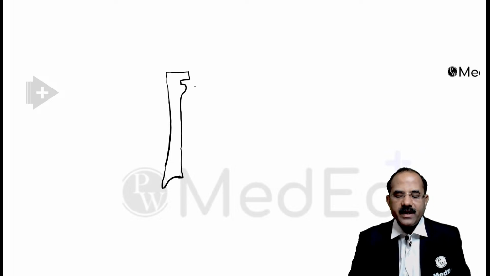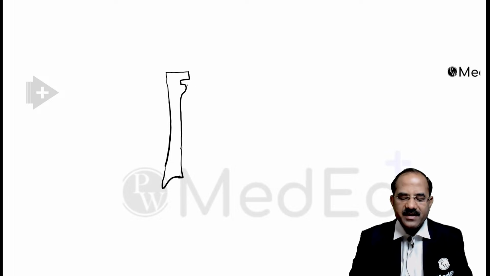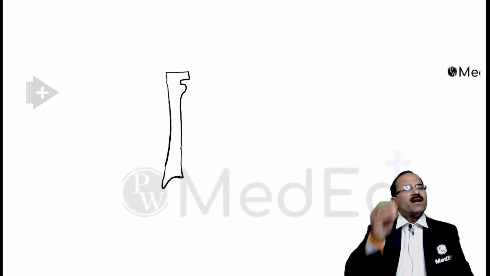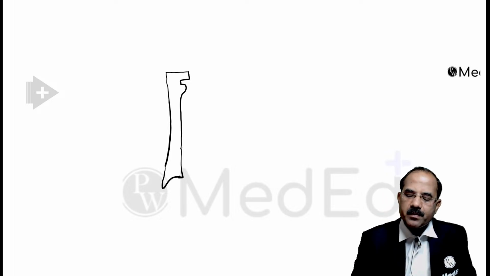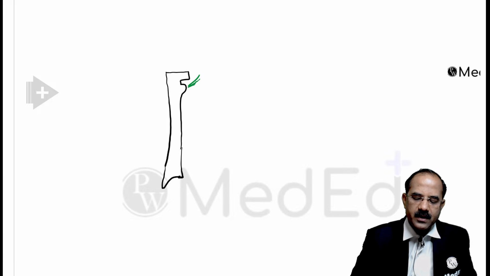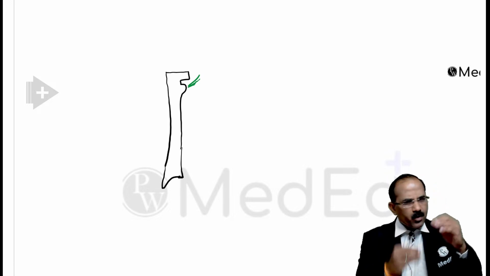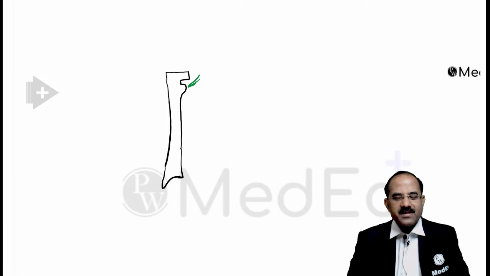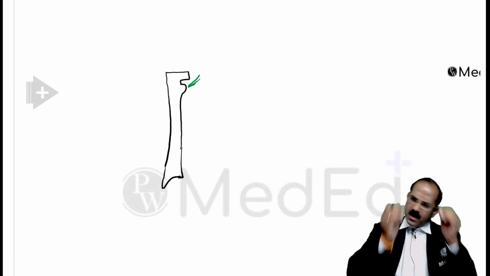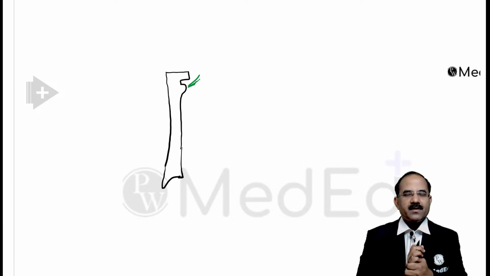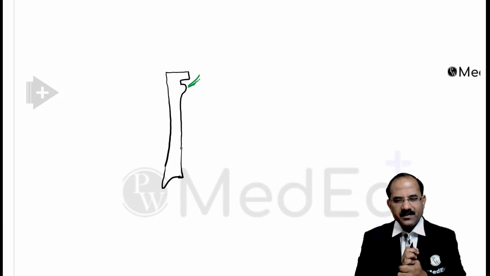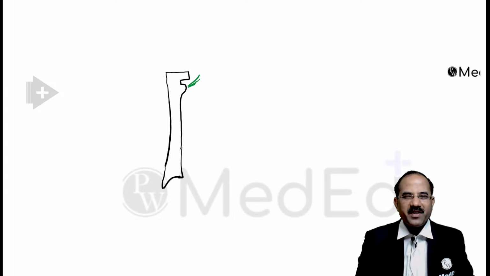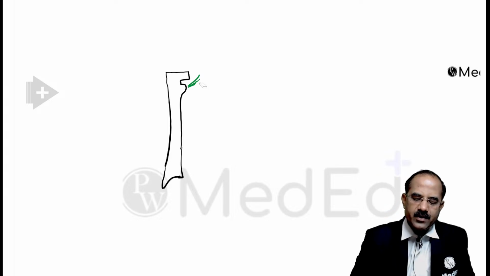And what is this for the radius? The radial tuberosity. Can anyone tell me what muscle is attached to the radial tuberosity? Come on, answer this. I'm trying to explain many MCQs in this. Time is yours. You get 2 minutes to answer this. Muscle attached to the radial tuberosity. Yes, biceps brachii. Very good. That's the biceps brachii attached to the radial tuberosity.